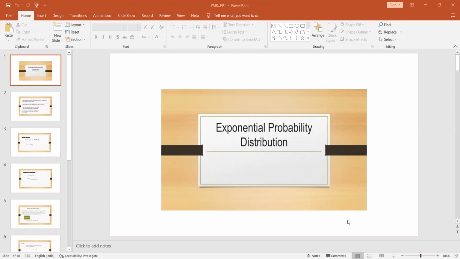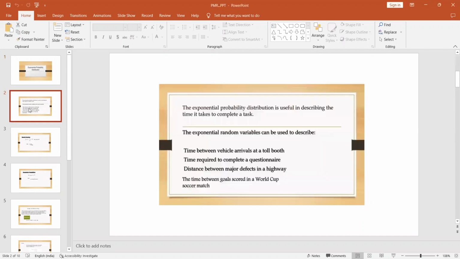Today my topic for Tech Talk is the exponential probability distribution. As you see in the next slide, the exponential probability distribution is useful in describing the time it takes to complete a task. The exponential random variable can be used to describe the time between vehicles arriving at a toll booth, the time required to complete a questionnaire, the distance between major defects in highways, and the time between goals scored in World Cup soccer matches, etc.